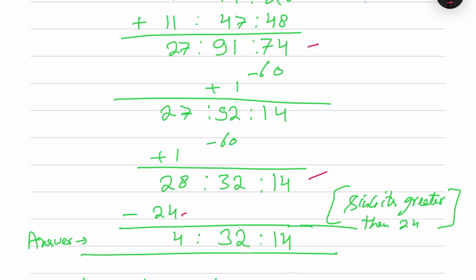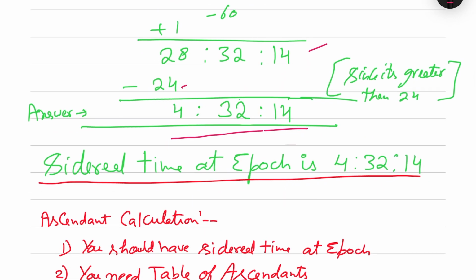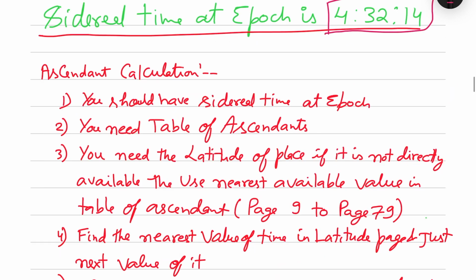So the answer for sidereal time at epoch is 4 hours 32 minutes and 14 seconds. This is step 1 of the solution, because it is the base for doing the ascendant calculation. For the ascendant calculation, you should know the sidereal time at epoch.